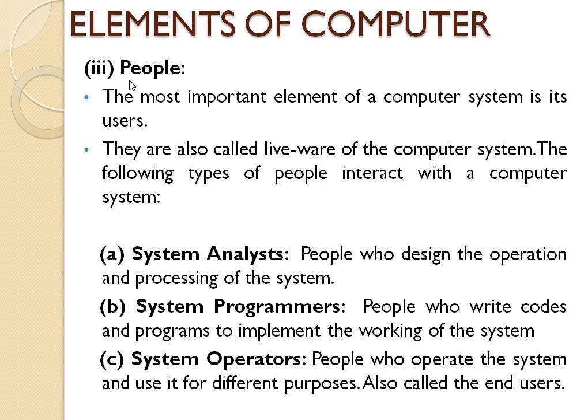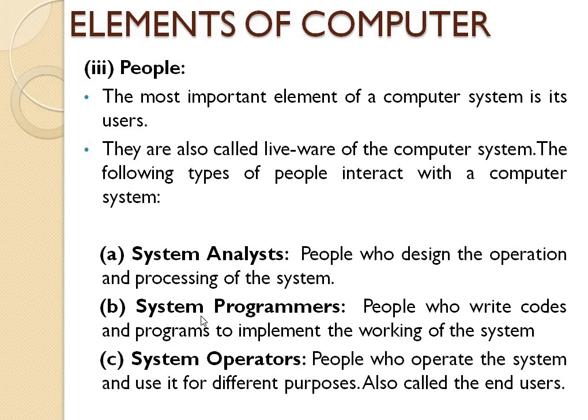So first we have seen hardware, and the second element, software. In software we have seen 6 types. Followed by people, which is our third element. People is ourselves, one who uses a computer system, called the people or user. The most important element of a computer system is the user. They are also the live wire of the computer system. The following people interact with the computer system.